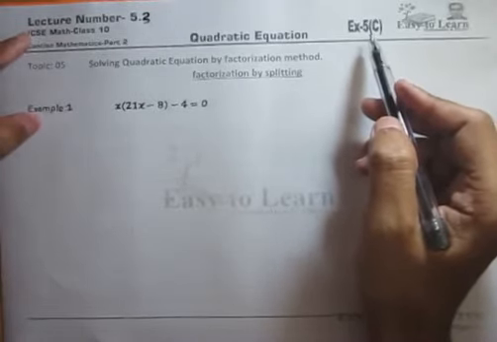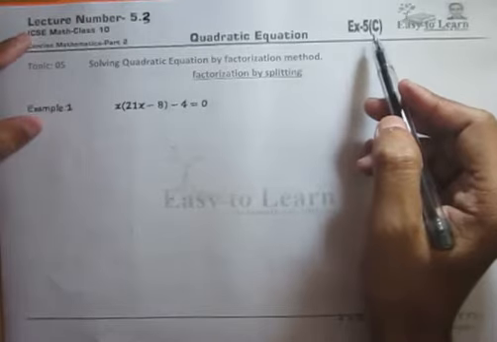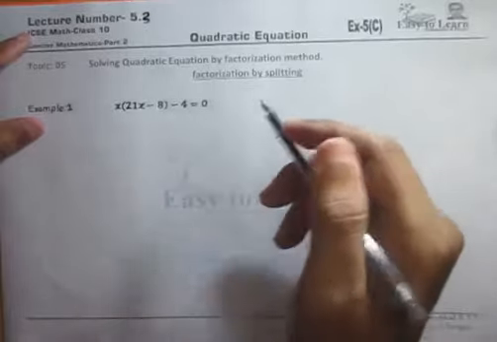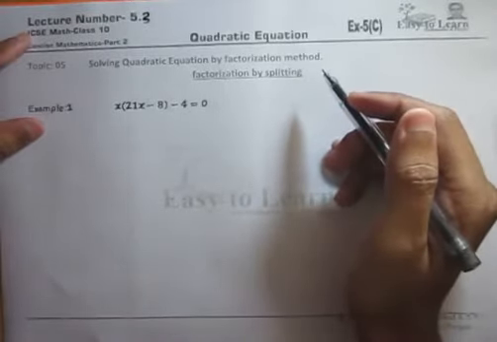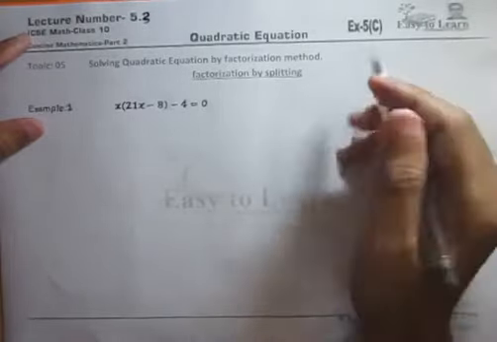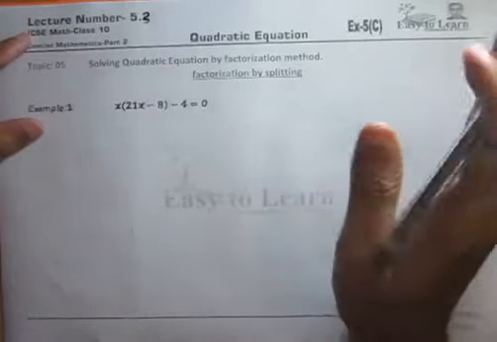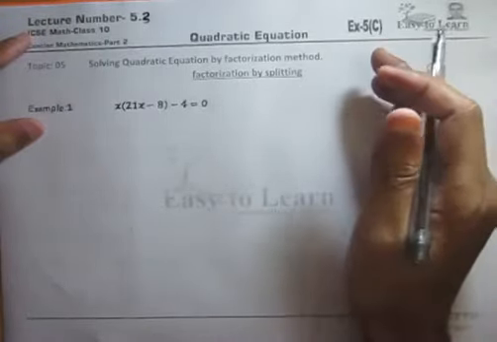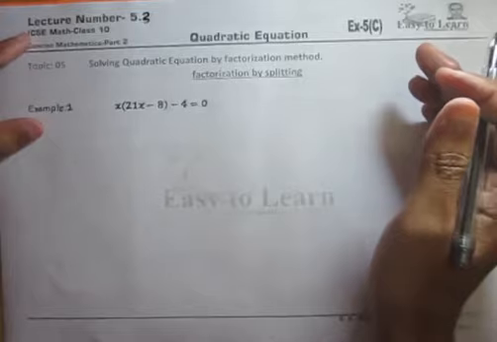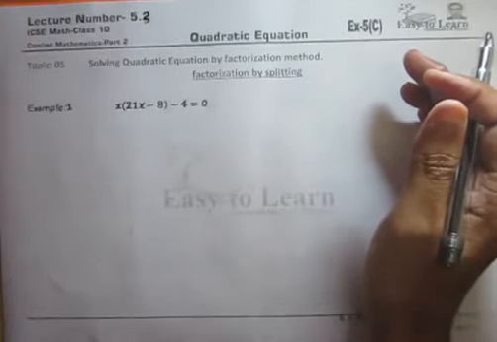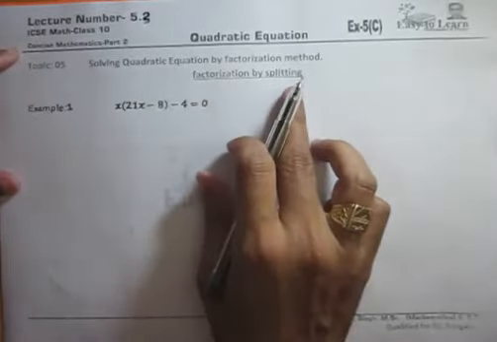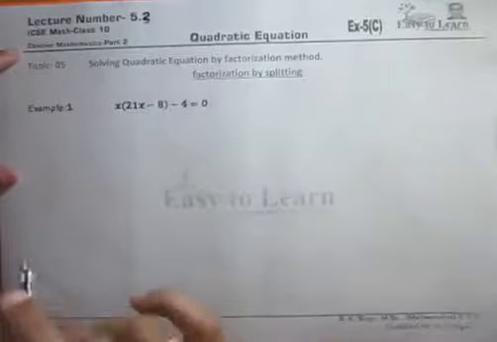Exercise 5c is based on solution of quadratic equation by factorization method. So let us see how a quadratic polynomial can be factorized. There are several methods to factorize a quadratic polynomial, and here I will discuss two methods. A splitting method, that is the most general method to factorize a quadratic polynomial, and then I will use a special method that is called cross method. So let us factorize by splitting method, and then we will factorize it by cross method.